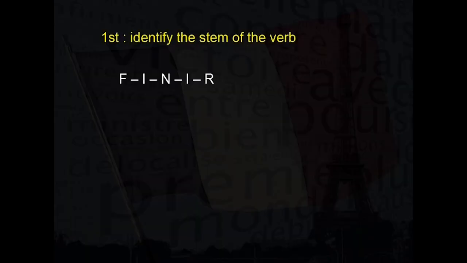In French, the infinitive form of every verb is composed of 2 elements: the stem of the verb and the ending. In the verb finir, F-I-N is the stem of the verb and IR is the ending. Once the stem has been identified, we can proceed with the conjugation.